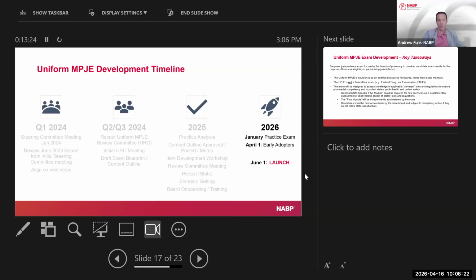Second quarter, third quarter 2024, we recruited a uniform MPJE review committee. The initial committee meeting took place, and an exam blueprint with content outline was developed. And then in 2025, practice analysis was performed, the content outline was approved and posted, and memos were sent to colleges and the states.